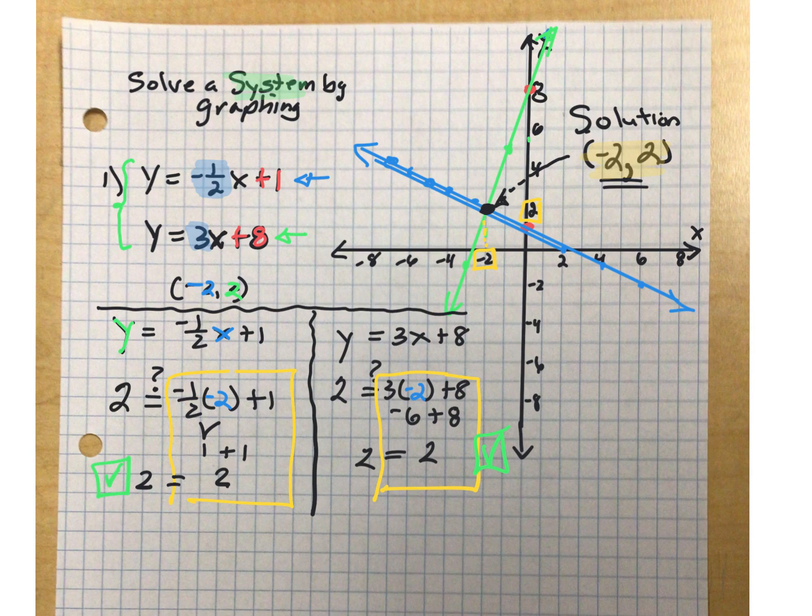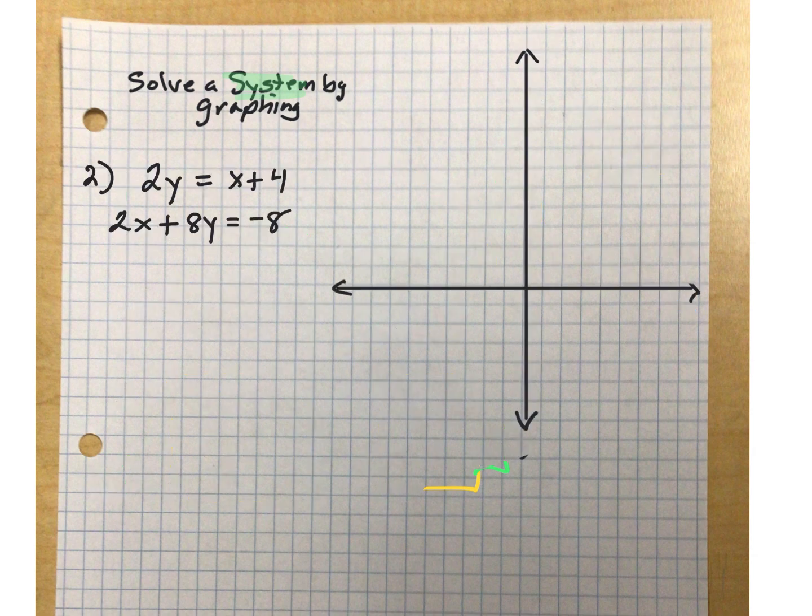So now let's do it all over again, but let's do a harder one this time. Okay, in this one, notice that the equations are not in slope-intercept form. So let's look at the first equation. In the first equation, we've got 2y equals x plus 4.